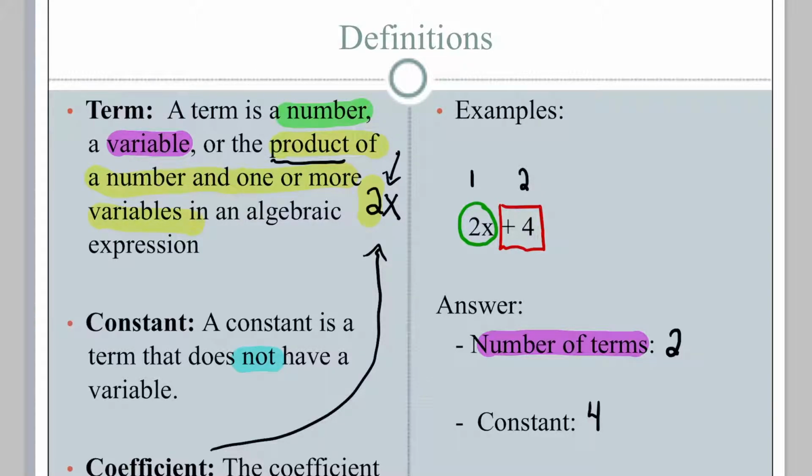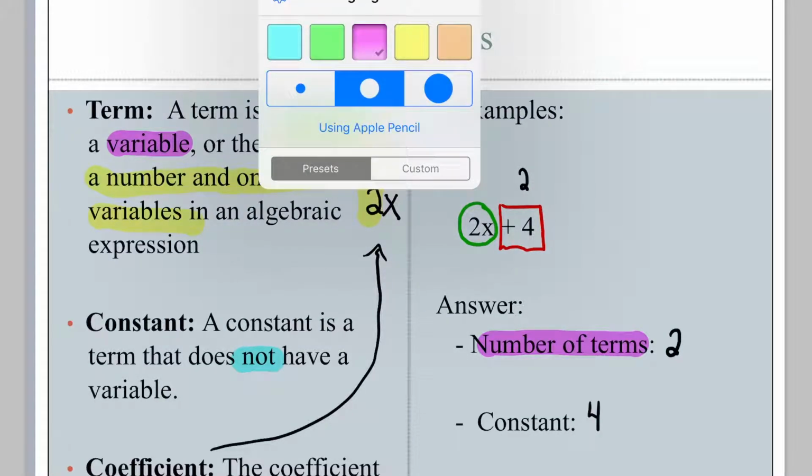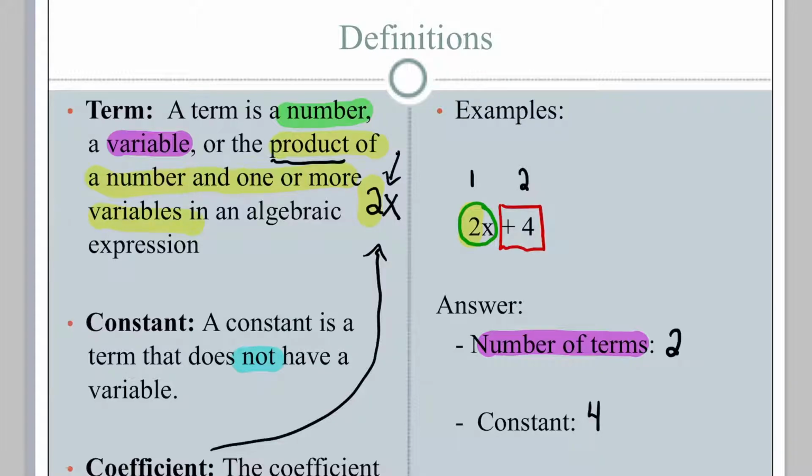And then lastly, the coefficient. The coefficient is the numerical factor of a term. The 4 is a constant and doesn't have a variable, so the coefficient is going to be the numerical factor associated with the variable. In this case, it's the 2, so our coefficient is 2. So we have an expression with 2 terms, with a constant of 4 and a coefficient of 2.